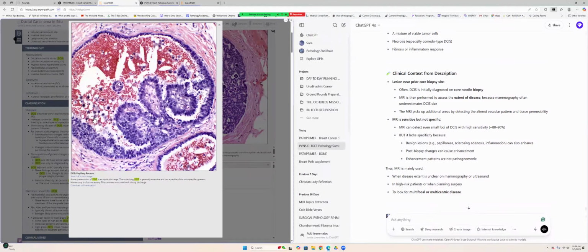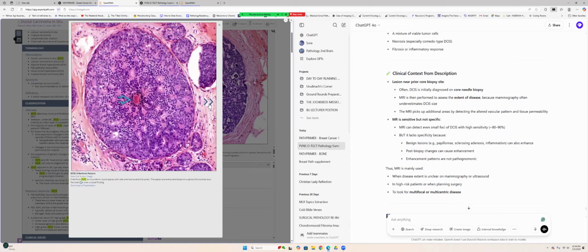This is DCIS papillary pattern. A rare presentation of DCIS is nipple discharge. Underlying DCIS is generally extensive and has a papillary and micropapillary pattern. Mastectomy is often necessary. This case was associated with bloody discharge. The patient had bloody discharge with DCIS in the discharge.